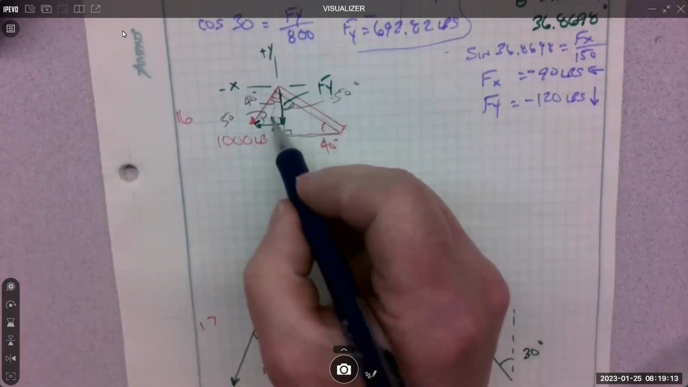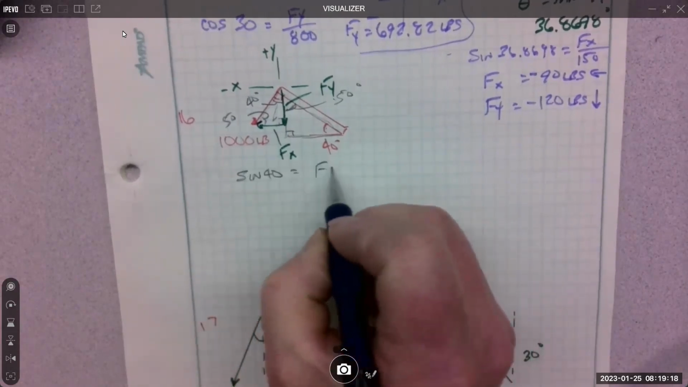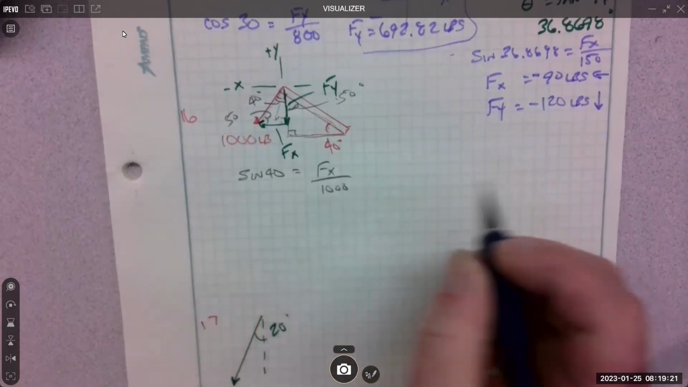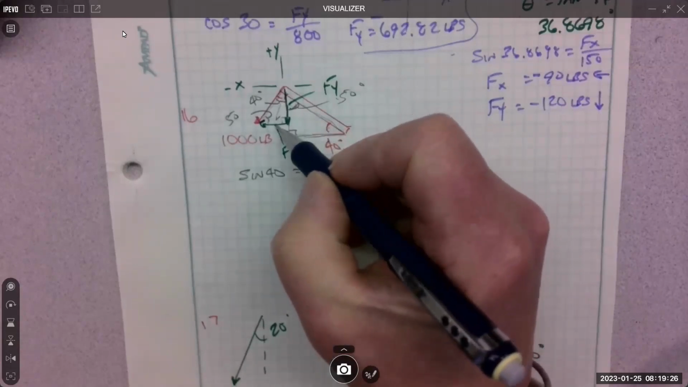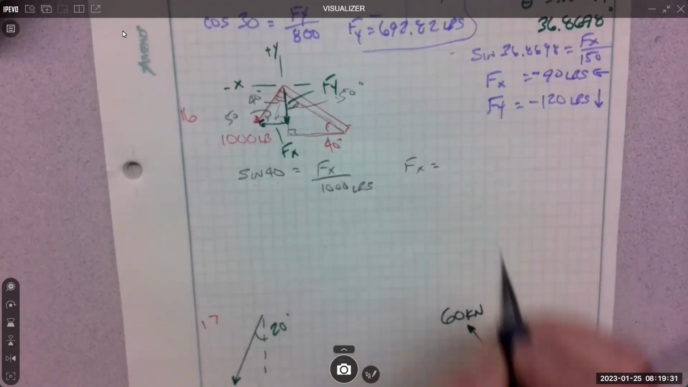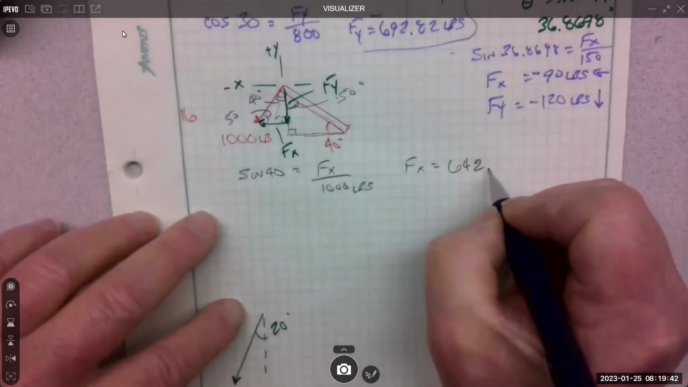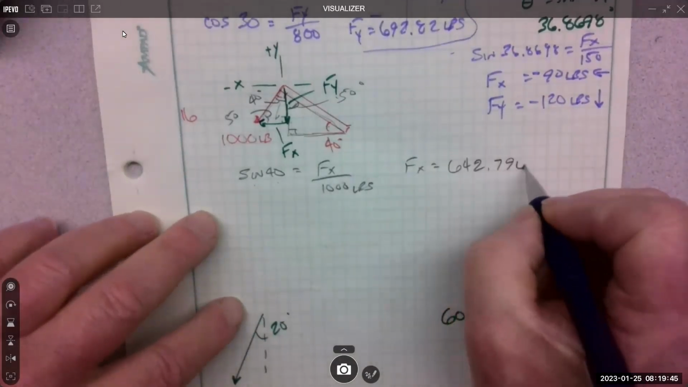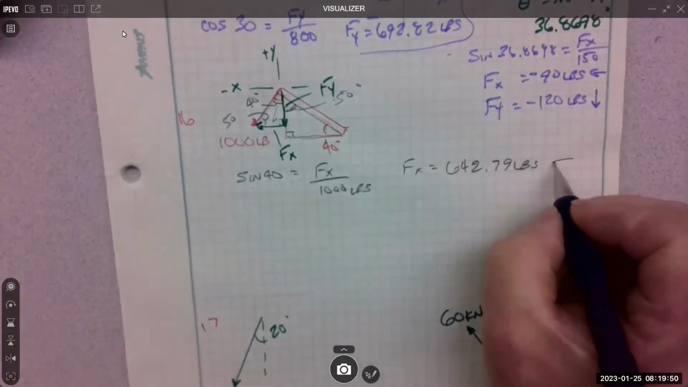If I use the 40, I can use sine. So sine 40 equals fx over 1,000 pounds. Right? It's opposite the 40 for x. So it's sine 40. So fx equals 642.79. And that's pounds, and that's heading in the negative x direction or that way.